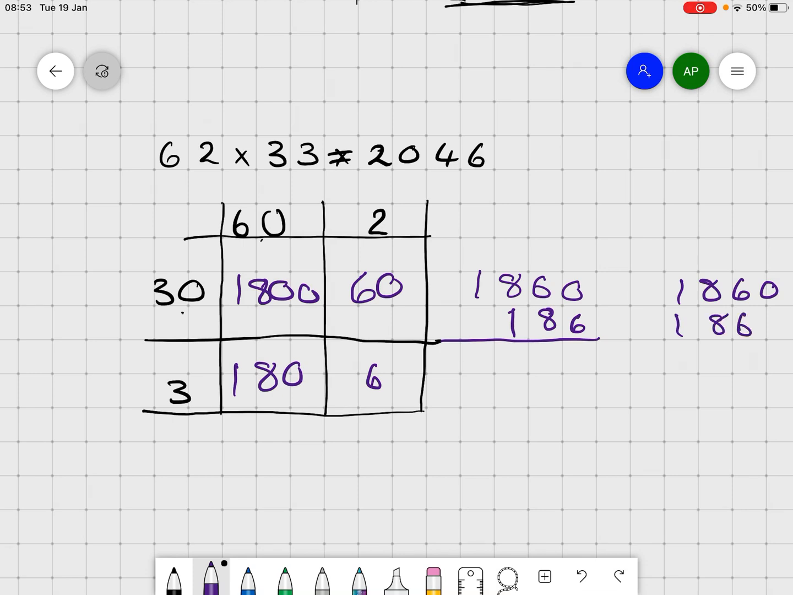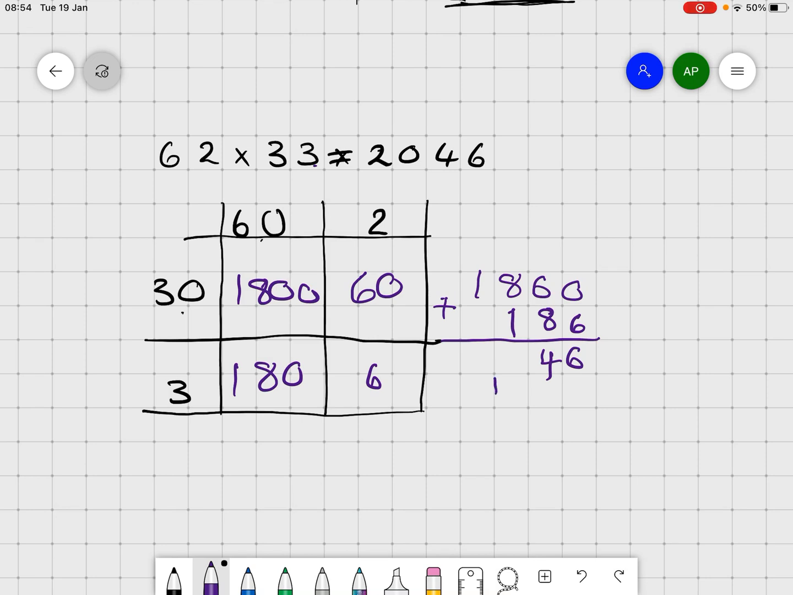Lots of people make the mistake of going 1,860 and then do 186. Now the issue is there, that is actually 1,860 again. What's really interesting that I've just noticed is, because these are both 3s, these numbers are the same but a magnitude of 10 different. So if I made this 186 10 times larger, I would have 1,860.